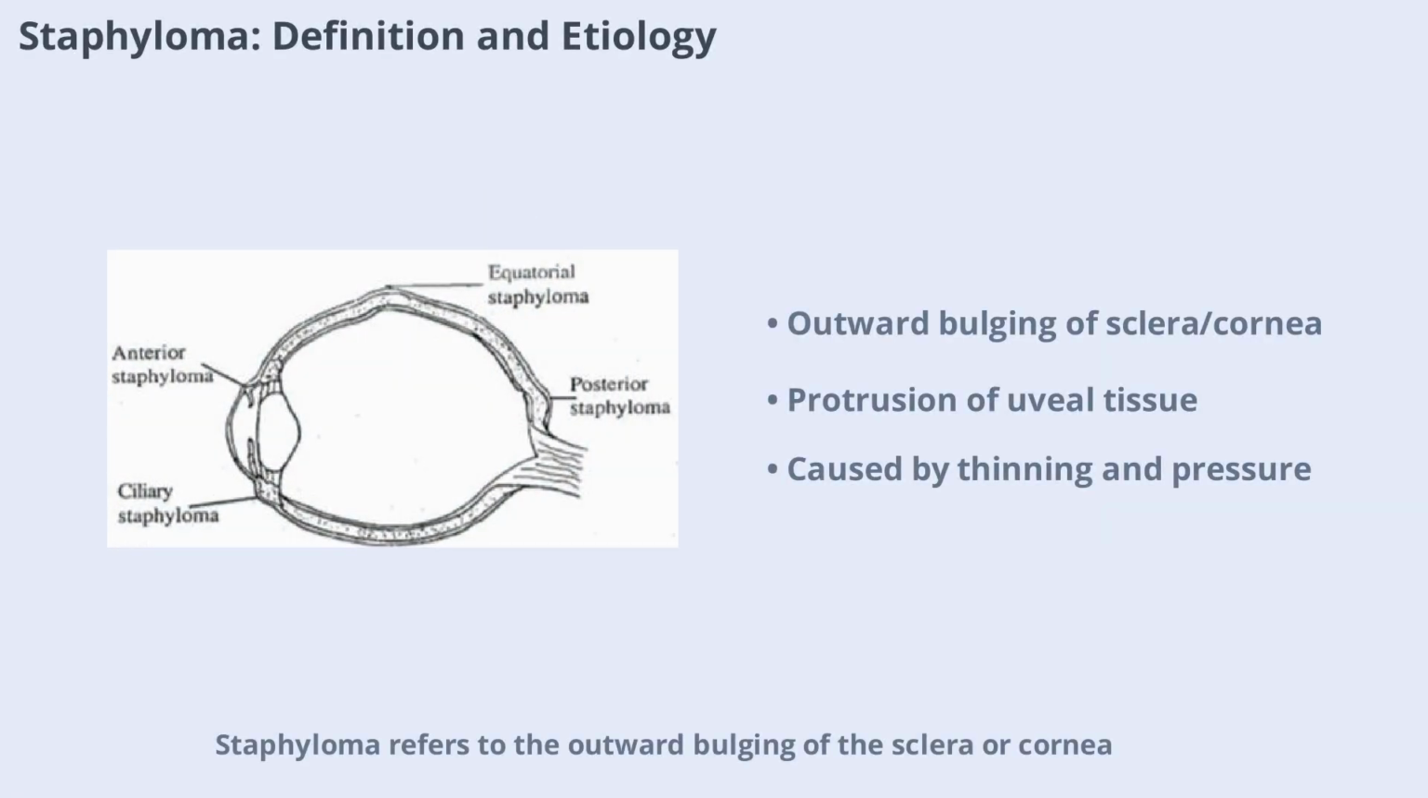Staphyloma refers to the outward bulging of the sclera or cornea, resembling a grape, and is often accompanied by protrusion of the uveal tissue. This occurs when thinning of the sclera or cornea makes them unable to withstand normal intraocular pressure, leading to bulging. Staphyloma can result from various underlying eye diseases and injuries.